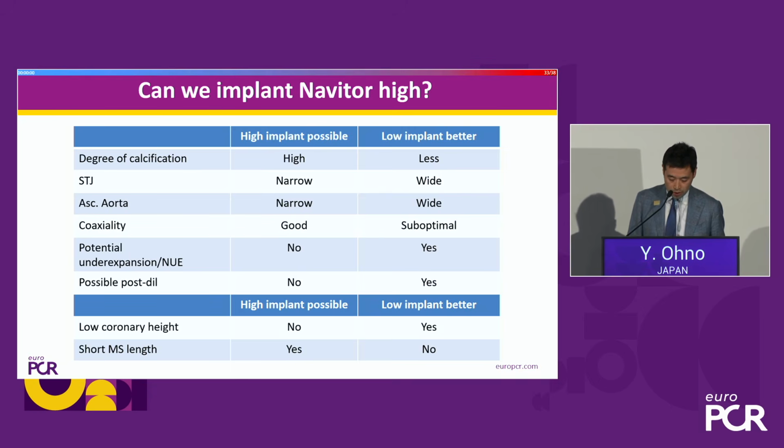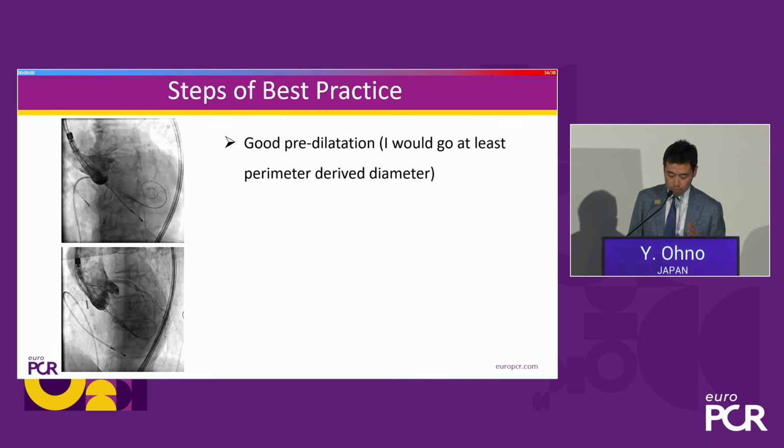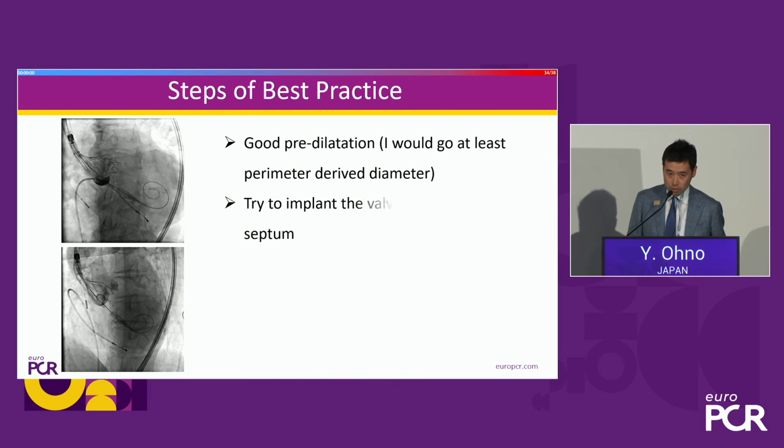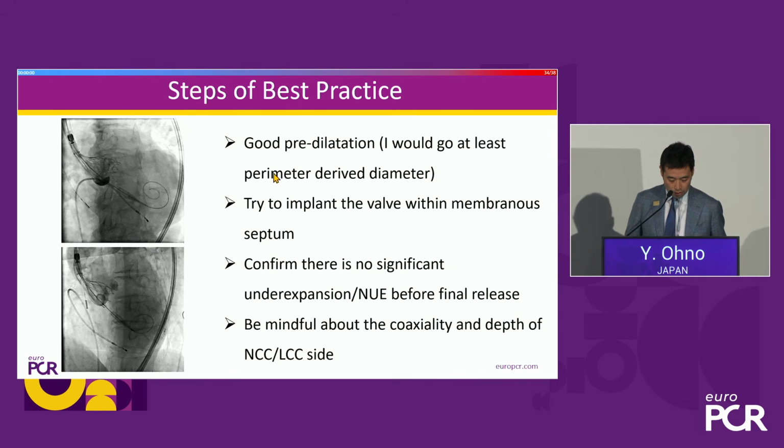So these kind of things all need to be taken into consideration. Once again, to review the best practice, I think good predilatation is mandatory if the anatomy allows. Try to implant the valve within the membranous septum and confirm there is no significant underexpansion or non-uniform expansion before the final release. And as for the coaxiality, it is also important.